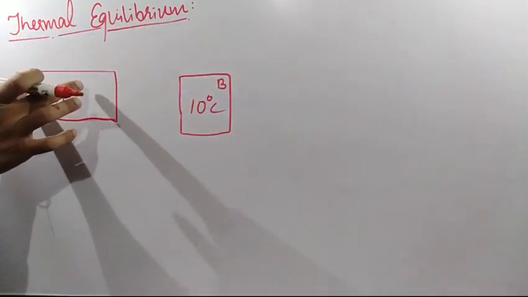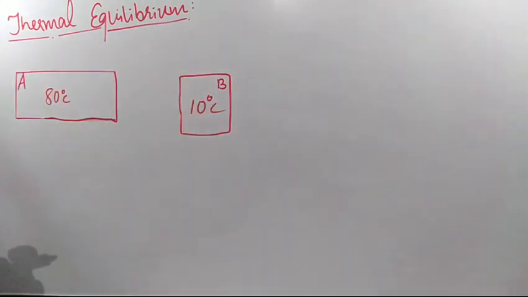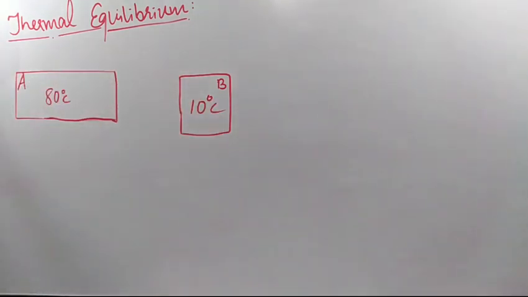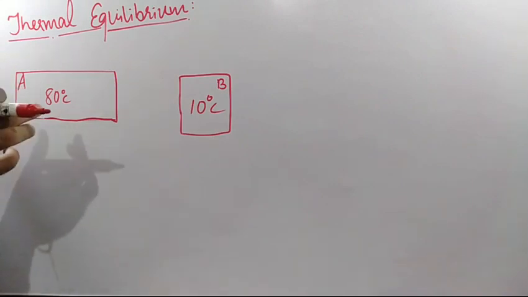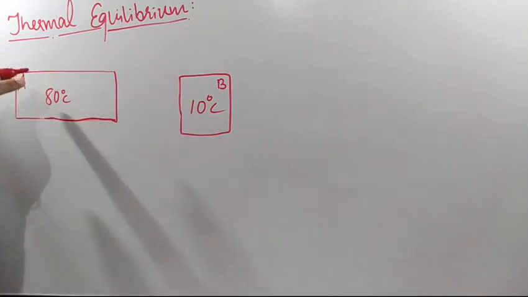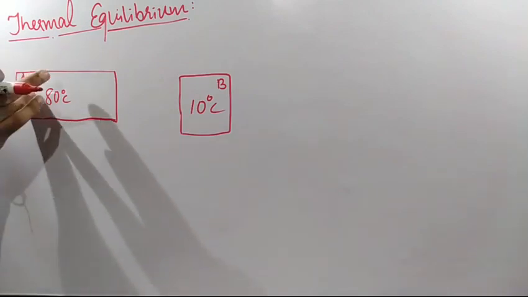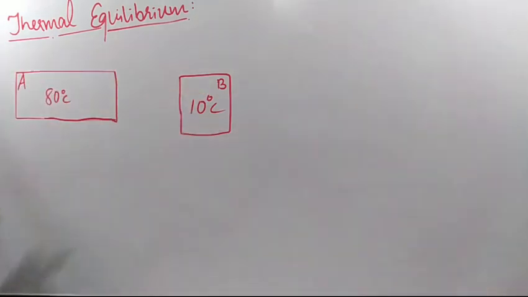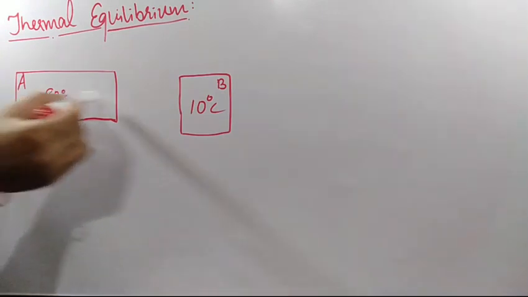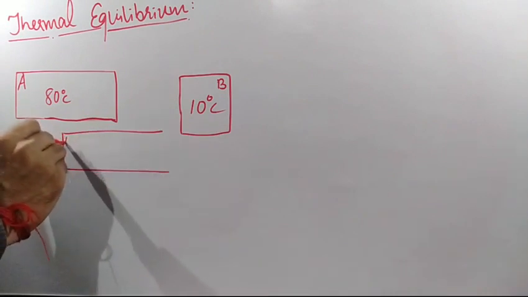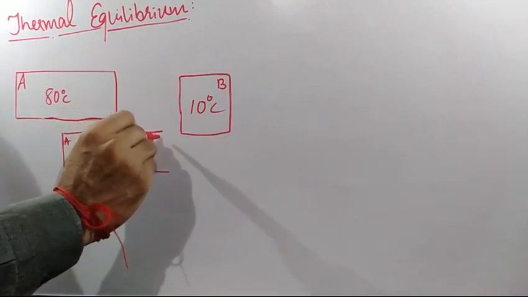So when we place system A with system B, what will happen? Some amount of heat energy will flow from system A to system B. Why? Temperature difference is there. Heat is nothing but a form of energy which transfers from one body to another provided a temperature difference is there. Here 80 degrees Celsius, here 10 degrees Celsius. That's why heat will transfer from the body of higher temperature to the body of lower temperature.